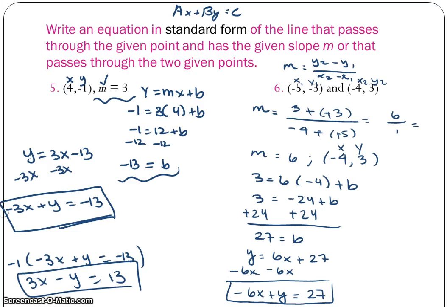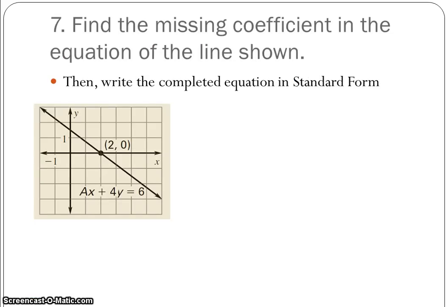Let's see what the next slide shows us. Okay, here it says find the missing coefficient of the equation of the line shown. So here I'm given a point, so of course I'm going to label that as x comma y, and I give an equation in standard form. Well, here I have 3 things I don't know. I don't know a, and I don't know x, and I don't know y. So how am I supposed to write this equation, Miss Fitzgerald?